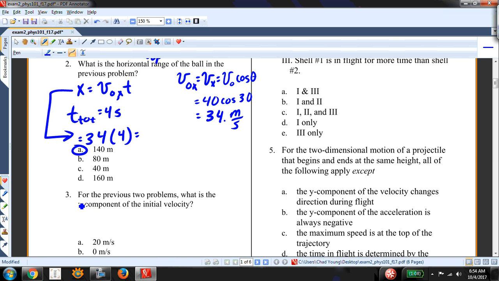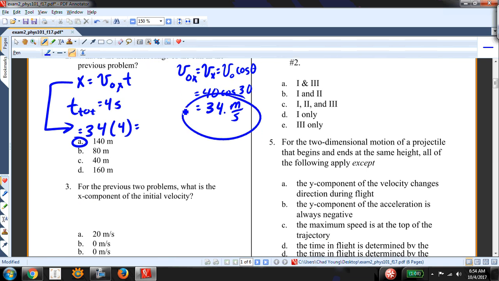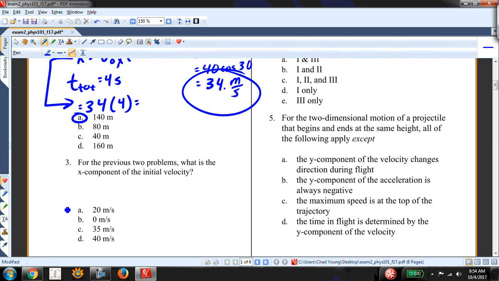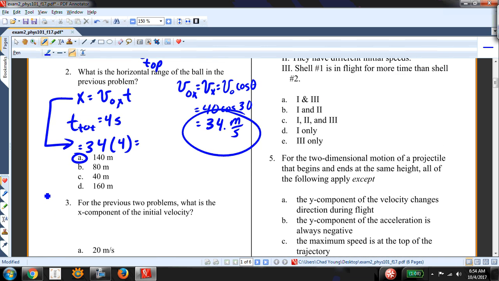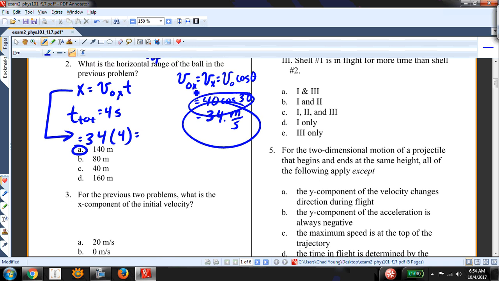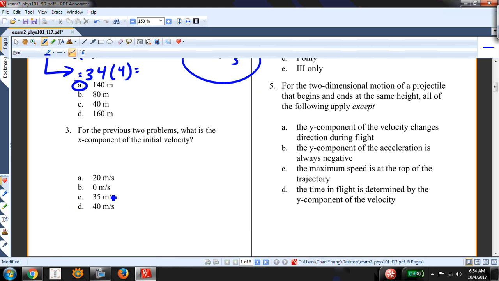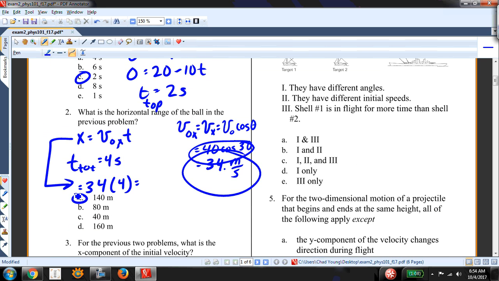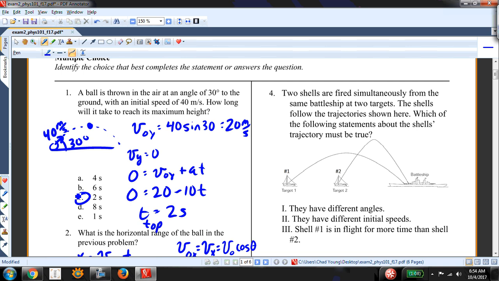What is the x component of the velocity? Let's see, we have that right here, 34. Actually, if you keep your proper sig figs throughout and do this in your calculator, you get that it's 34.6. So that's 35 meters per second. Sorry for that. That was a little shady on my part.